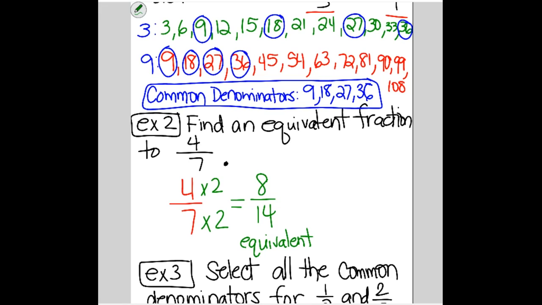What if we wanted to multiply it by 5? We could do that. So let me rewrite the fraction again, 4/7. And if we wanted to multiply it by 5, we would just multiply the bottom and the top by 5. Up top, we would get 20. On the bottom, we would get what? 35. Again, that's another equivalent fraction.